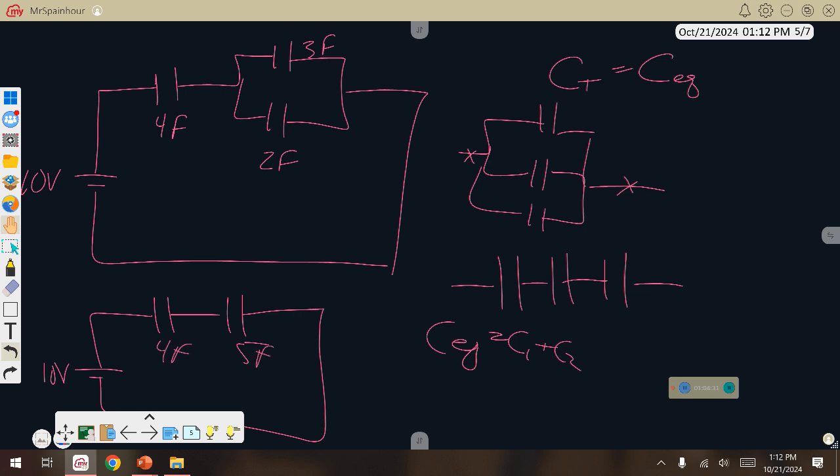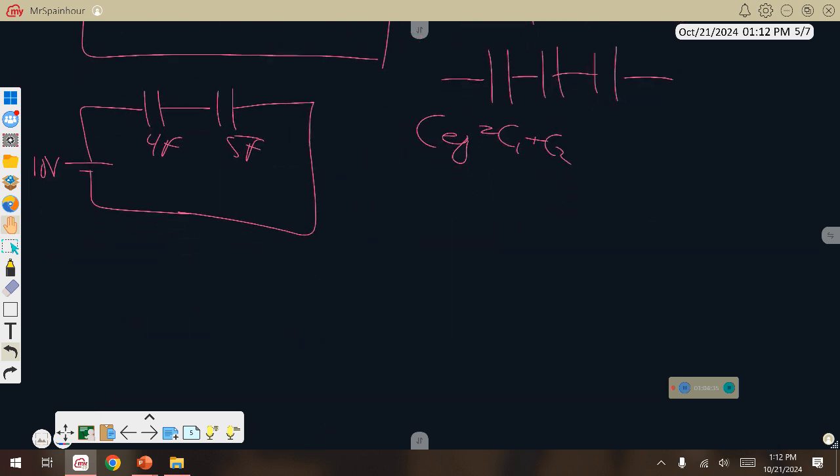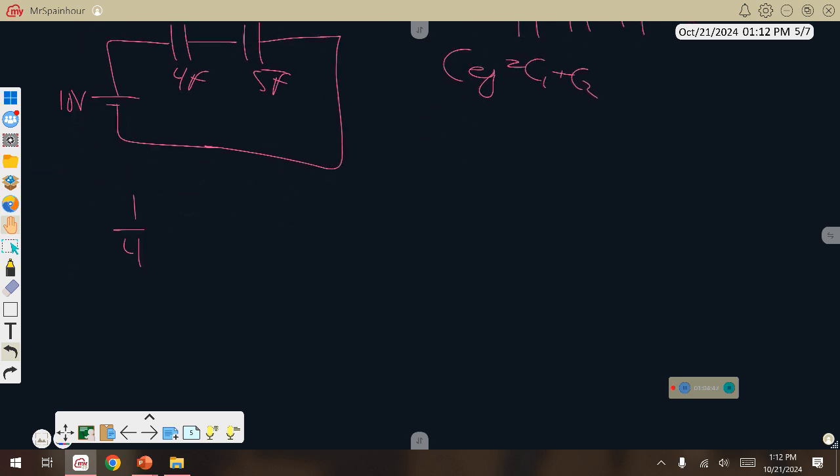Now that I've done that, are these 2 now in series or parallel with each other? They're in series. So how would I combine them together? You just do the equation. So you get 20/9ths. I thought the numbers were going to end up easier and nicer than that, but that's okay.